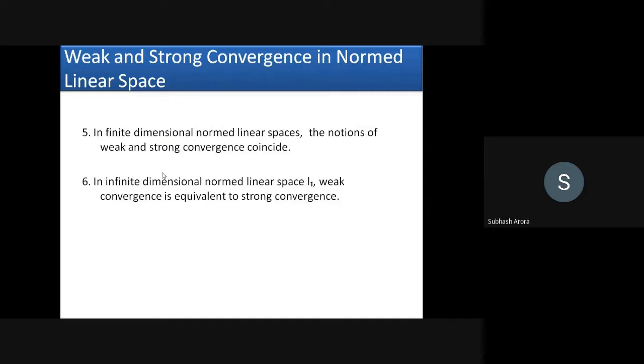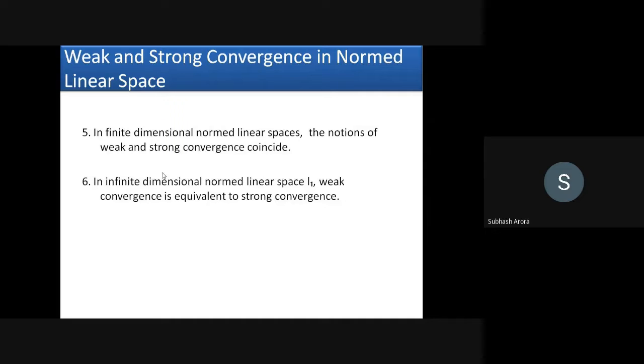For example, the space L1. What is the space L1? This is the space of all absolutely summable sequences. L1 is a Banach space. Of course, it is not a Hilbert space, as the inner product does not correspond. In the space L1, weak and strong convergence are identical, yet the space is infinite dimensional. Right?